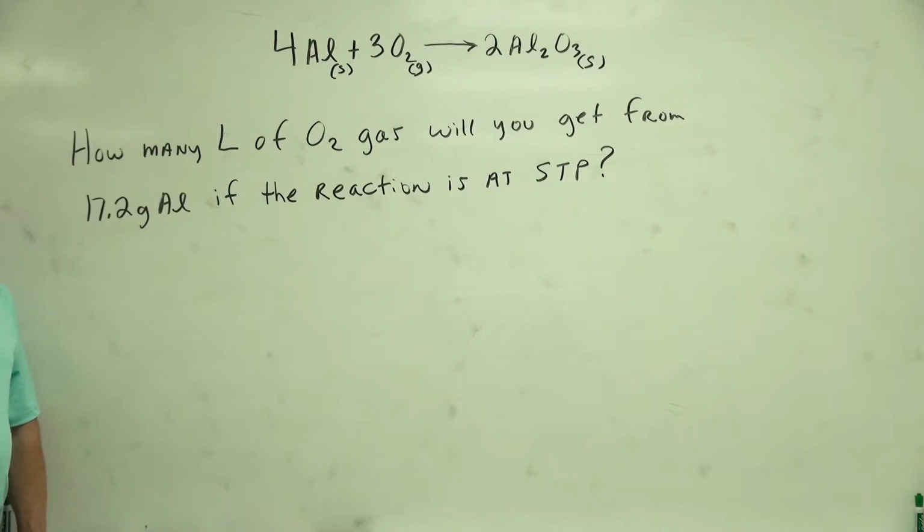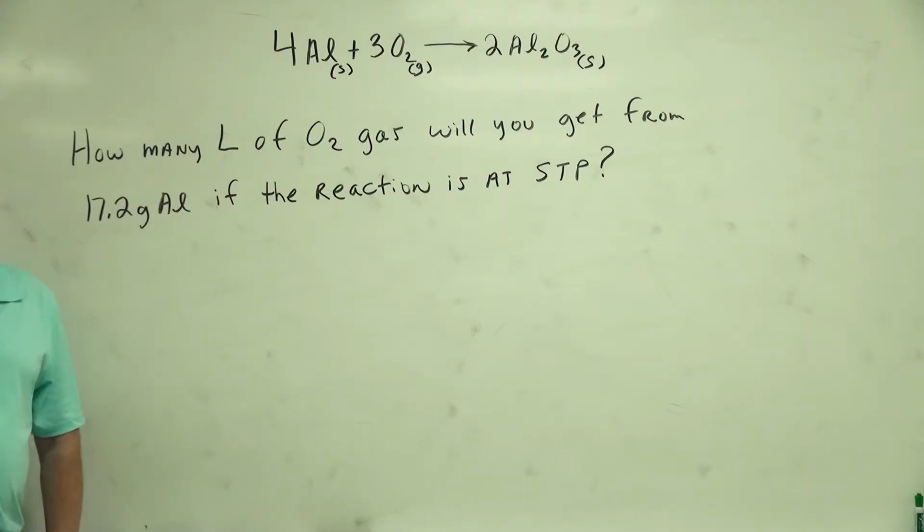We have this balanced equation up here. It's 4 aluminums solid plus 3 oxygen gases gives me 2 solid aluminum oxide. And here's the problem. What we want to know is how many liters of oxygen gas will you get from 17.2 grams of solid aluminum if the reaction is STP. Now this problem combines what we've learned from our stoichiometry or mass quantity calculations, and now we're combining that with gas calculations. Now there's a couple things that are going to have to happen here.